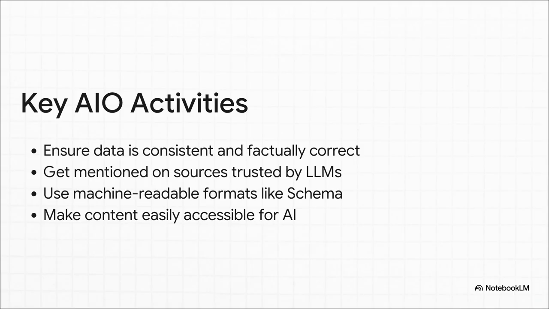So how in the world do you teach an AI? Well, first, you do it with facts. Your data has to be consistent and accurate everywhere it pops up online, because AIs get really confused by contradictions. Second, you build trust by hanging out in the right places, meaning getting your info on sources the AIs already trust, like Wikipedia. And finally, you have to speak their language. That means using machine-readable formats like schema markup to label your content so the AI knows for sure that 25 is a price, not a street number.